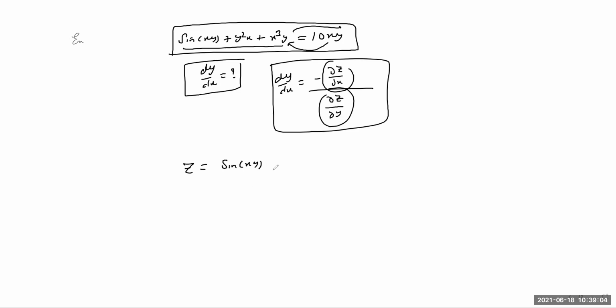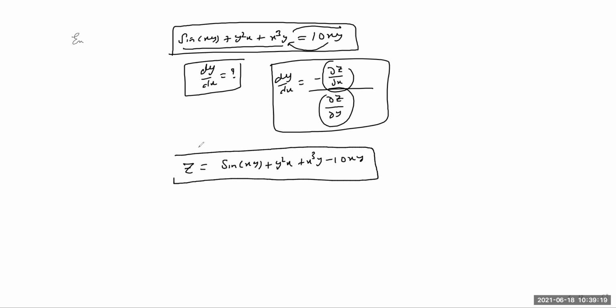So z is when you bring everything on the one side. It looks like something like this, because now the other side is 0, so I just don't write it. This is how we create a z out of the expression. A z is not given to us. What is given is this value. From here we get z.